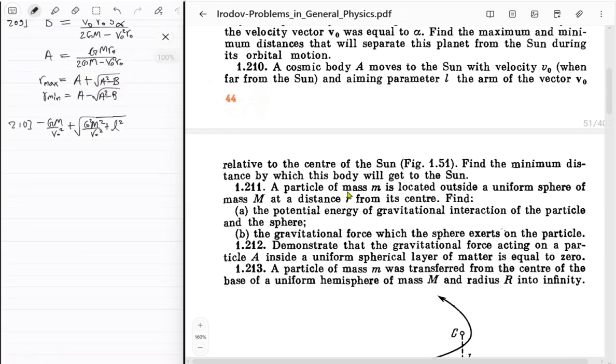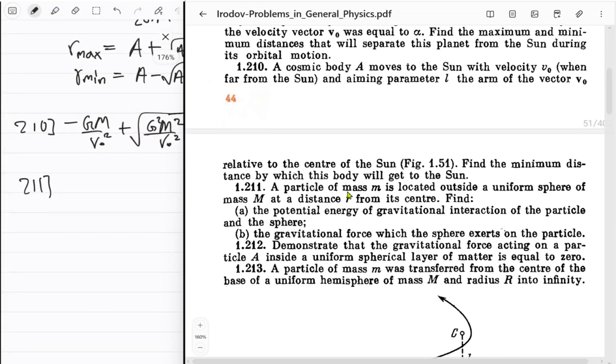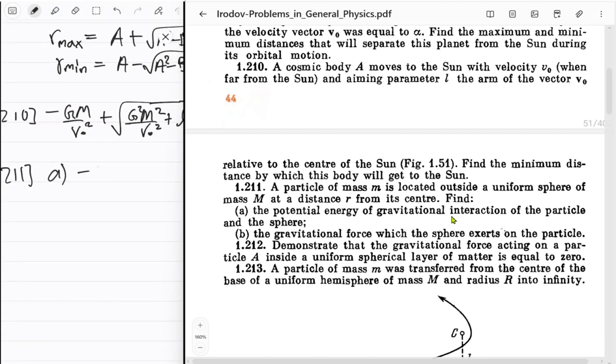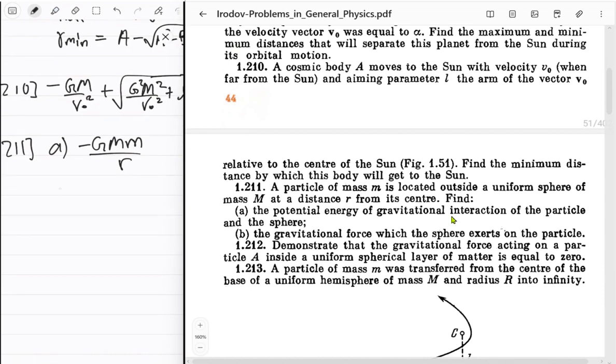211. Okay, a particle of mass m is located outside a uniform sphere of mass capital M and distance r from its center. Find the potential energy of the gravitational interaction of the particles. That's easy. So just negative GMm upon r. No big deal, right? Okay, I mean, we have to show that, but I'm not going to do that. That's an exercise for you, right?